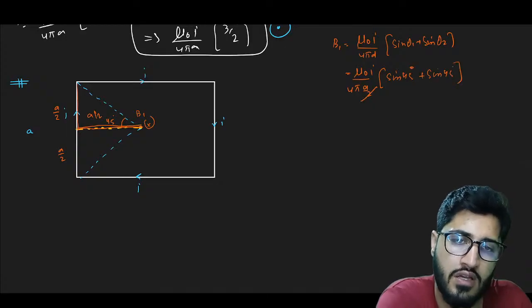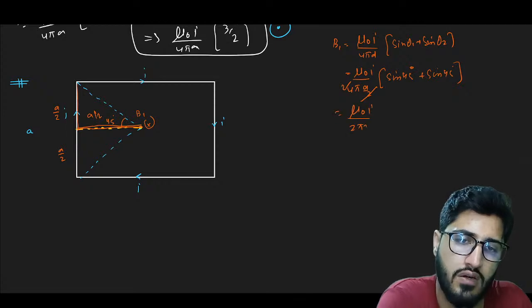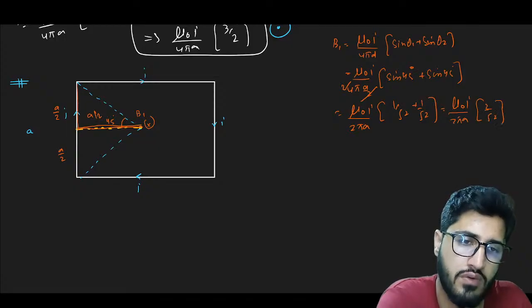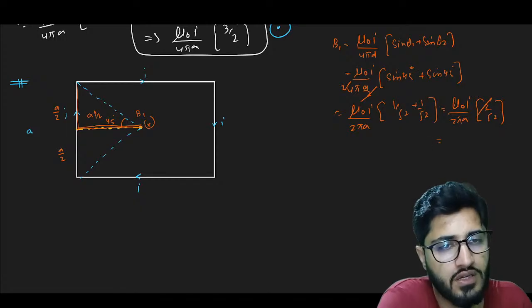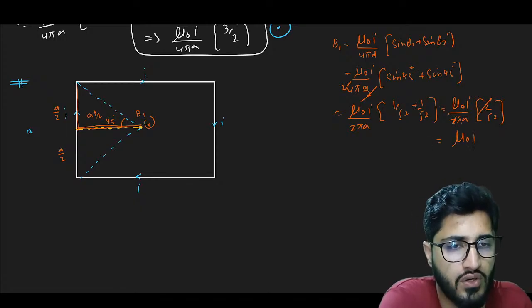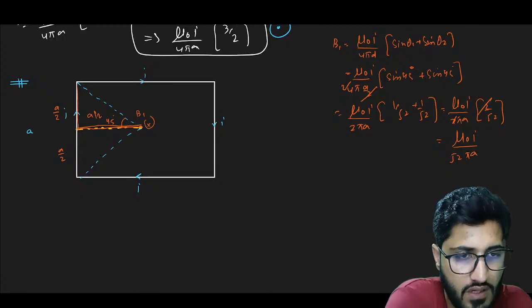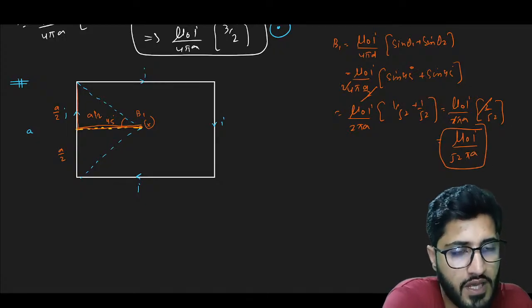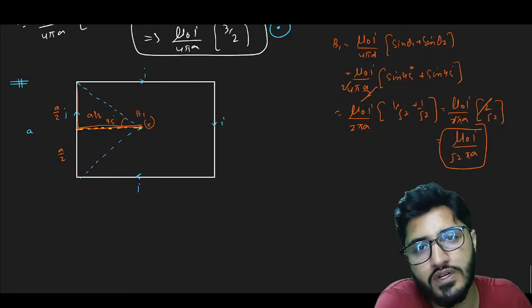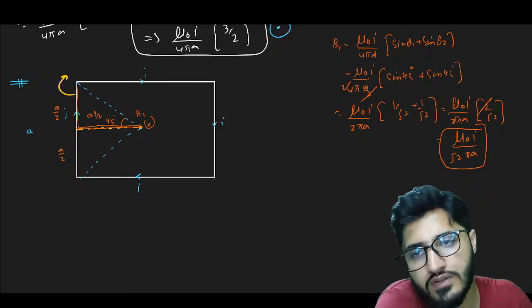Okay. 2 cancels out, so I can write nu naught I by 2 pi, 1 by root 2 plus 1 by root 2. It is nu naught I by 2 pi times 2 by root 2. Done. Cancel out. Nu naught I by root 2 pi A. This is my answer. But this is only for this one, no? It is only for this one.